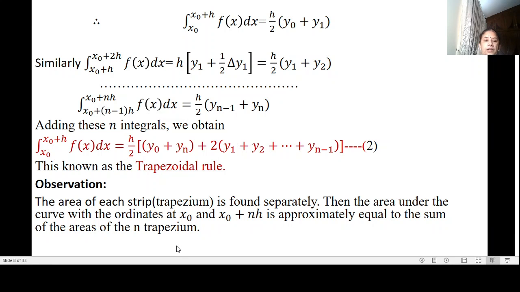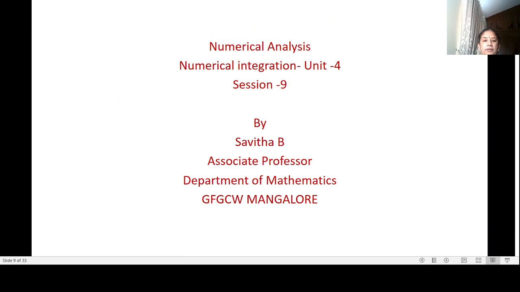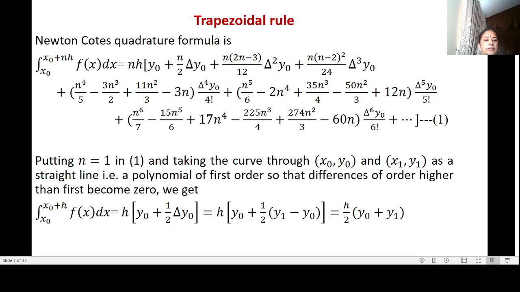Okay. I hope you have understood the trapezoidal rule. So first derive the Newton-Cotes quadrature formula and substitute n is equal to 1 to get the trapezoidal rule. So please go through the derivation of the Newton-Cotes quadrature formula and the trapezoidal rule. If you have any doubt, let me know. Okay, thank you.